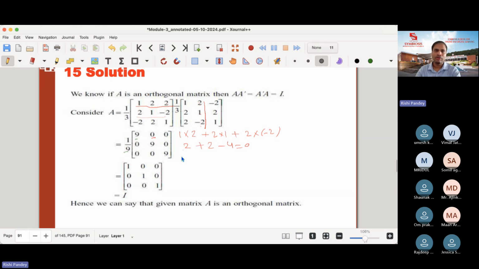Okay, so we'll continue. Now 9 is common among all, so you can divide by 9 here. So 9 by 9 is 1, 9 by 9 is 1, 9 by 9 is 1. So it will become I. So any matrix for which A and A transpose is equal to I is called orthogonal. Okay, this is the property of orthogonality.